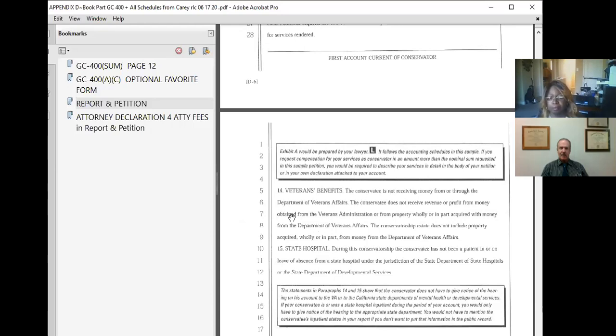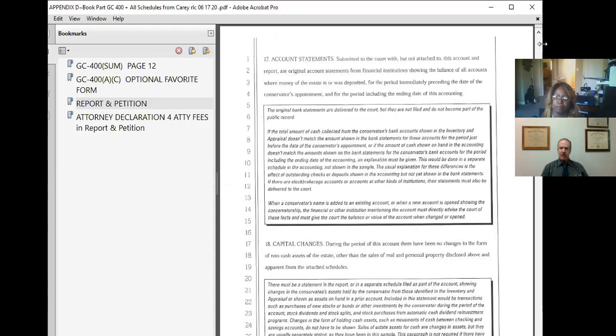Okay. So another thing is the veteran benefits. I know we have somebody on here who talked about the veteran benefits and things like that. So in this case, this person is not receiving any money from veterans. But if they are, please change that and indicate. Okay. So a state hospital, again, do not put these in if they do not apply.